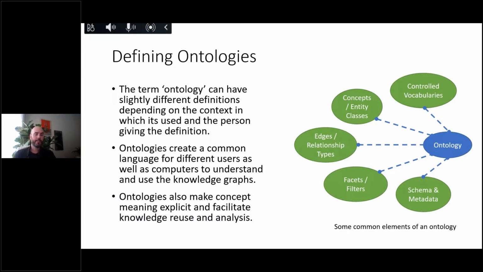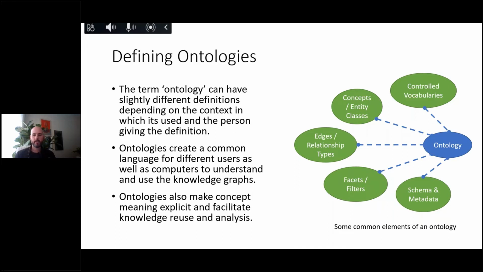So ontology is another tricky term in this context. Depending on how you're talking about an ontology, if it's a philosophy class, you're going to have a different spin on the meaning. They're all somewhat related, but when we're talking about an ontology within the confines of a knowledge graph, we're really talking about the formalized structure of controlled vocabularies, entities or concepts, edges or relationship types, facets and filters, the defined set of schema and metadata that is around a knowledge graph that makes it machine readable.